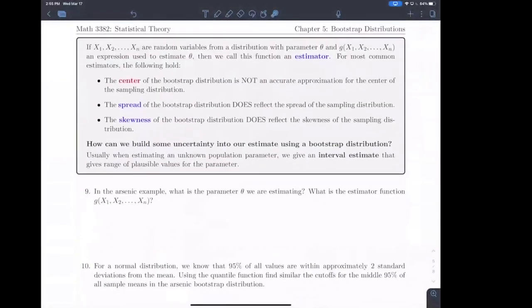Yeah, and so just some terminology to clear up, and we kind of saw this in the previous example: the center of the bootstrap distribution is not particularly good at estimating the center of the sampling distribution. So this is a biased estimator. When we try and estimate the center of a bootstrap distribution, we're going to have some issues, but that's okay. I'm not going to be approximating the center of a sampling distribution with one value, but rather I'm going to build some error into that estimate.